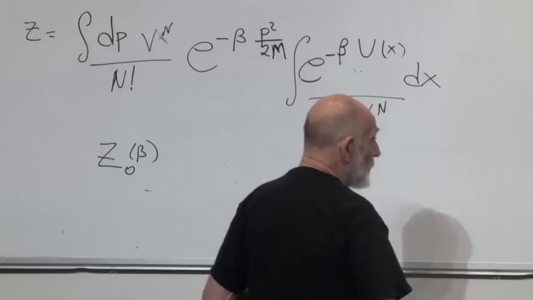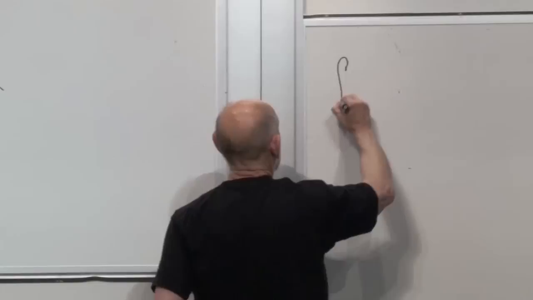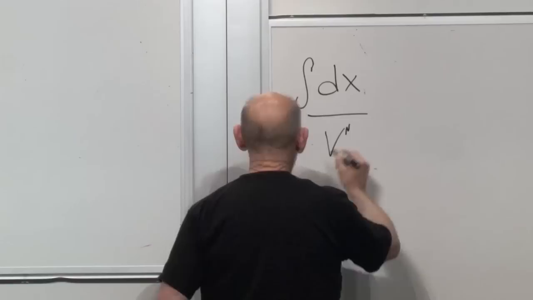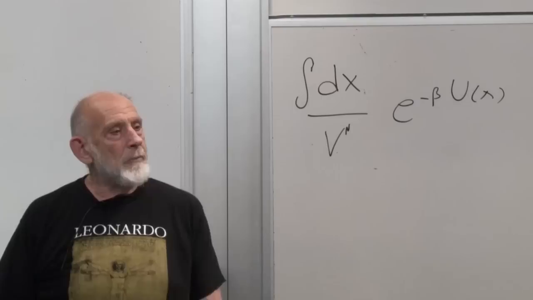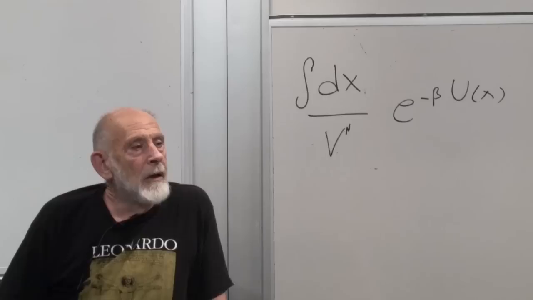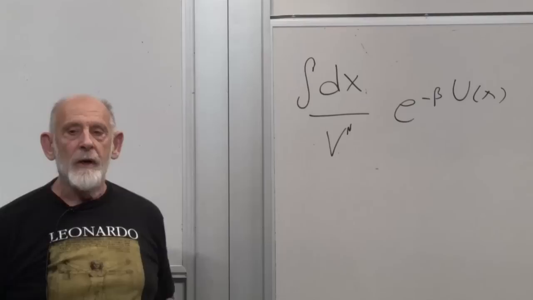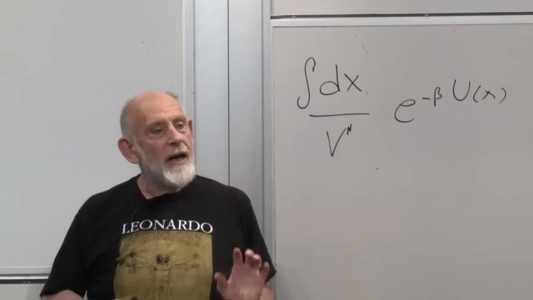Okay, so here it is. Integral dx over volume to the n, e to the minus beta of the potential energy. Now, what's the small quantity in our calculation that we're going to expand in terms of? U. The potential energy is the thing which is being assumed to be small. We're starting with an ideal gas, and then we turn our little knob that turns on the potential energy, and we turn it on very, very weakly.